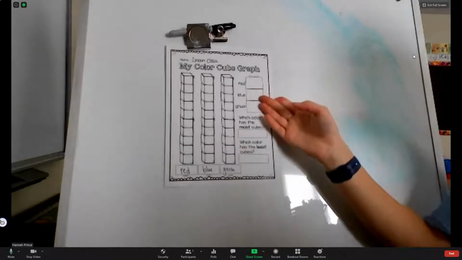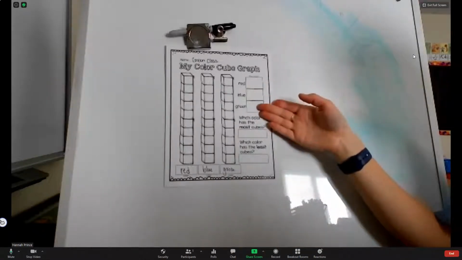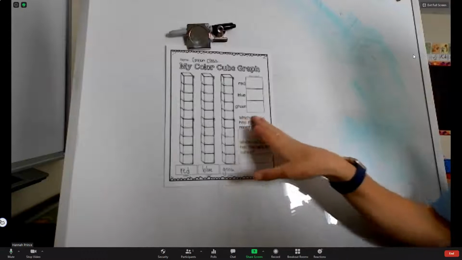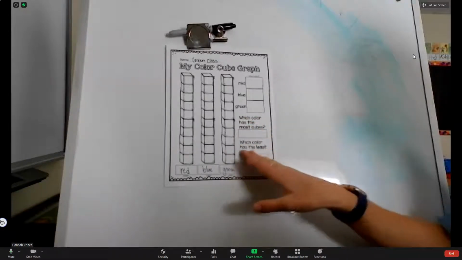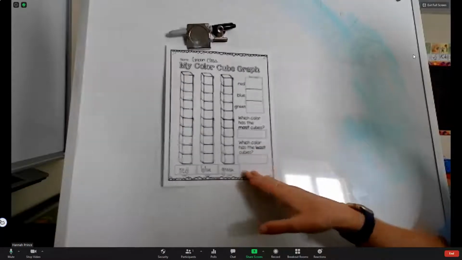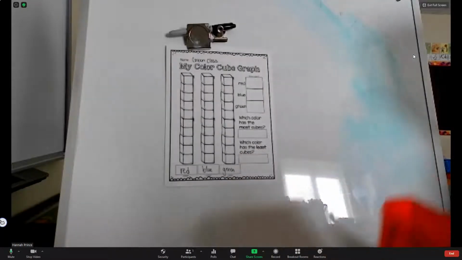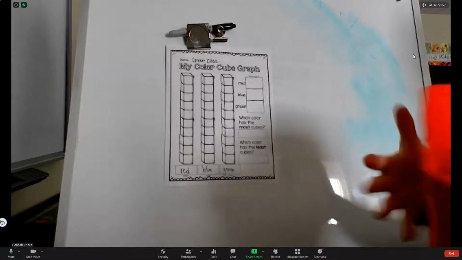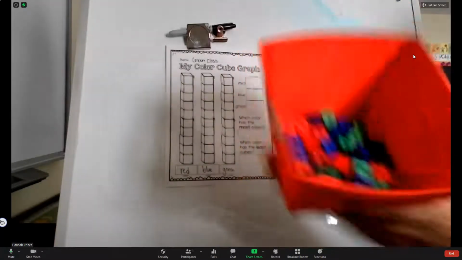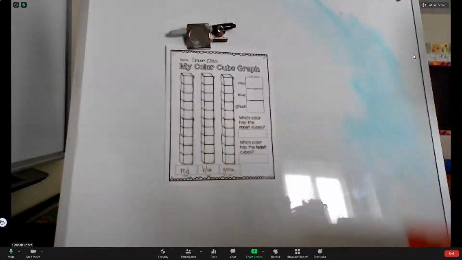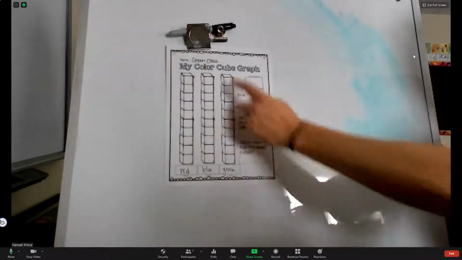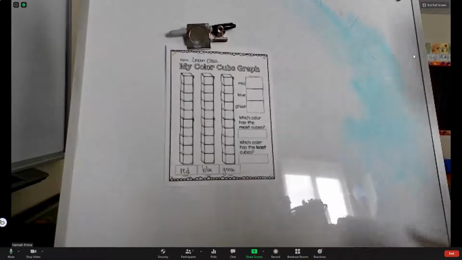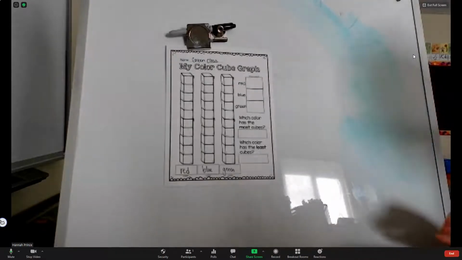How many red? How many blue? How many green? Which color has the most cubes? Which color has the least cubes? So what I brought was a basket, and I have all these different cubes in here. And I'm going to draw cubes, and every time I draw a cube, I'm going to mark off one of these on the chart. And we're going to answer these questions after I draw 10 cubes. All right.